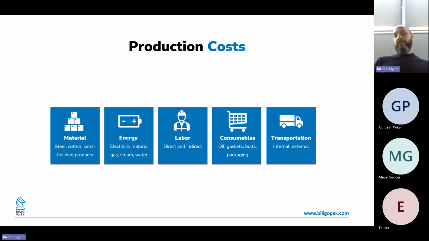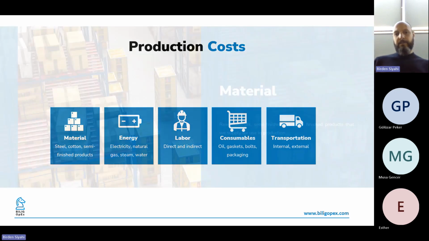And also transportation, like internal transportations, like AGVs or forklifts, or external transportation like trucks, ships, and planes. So all of them, all 5 of them can be seen in most of the production facilities. So let's see what type of activities we can do to decrease those production costs.